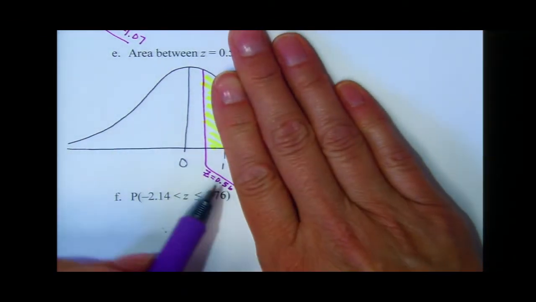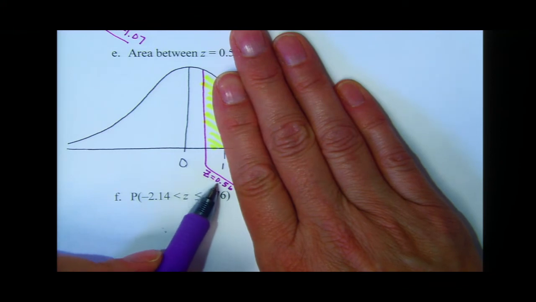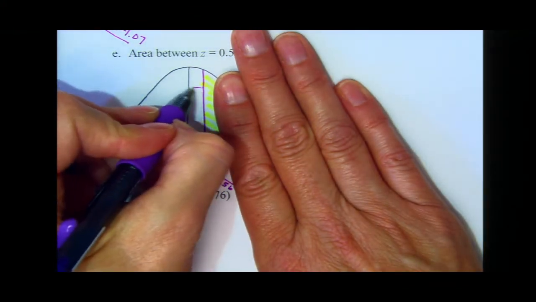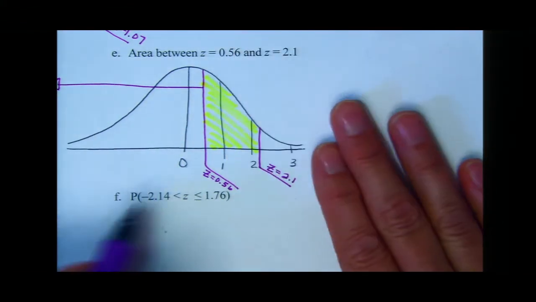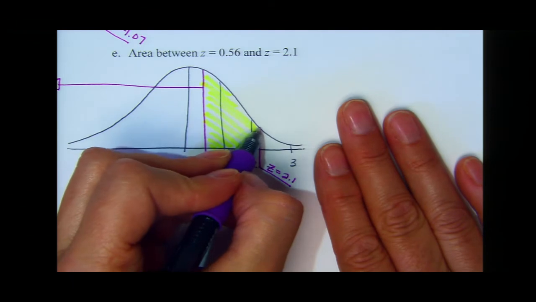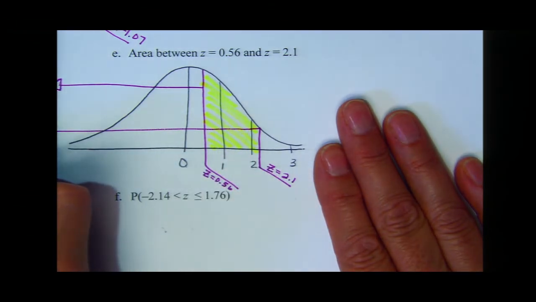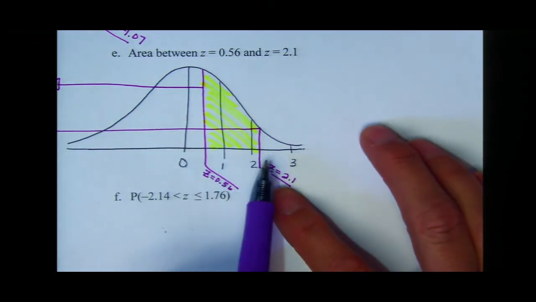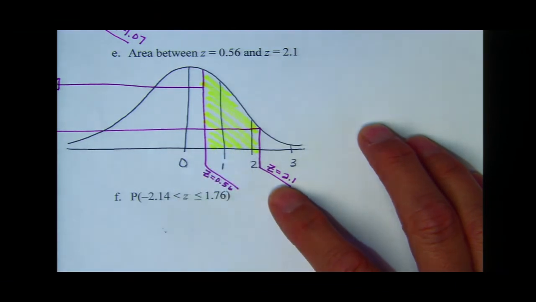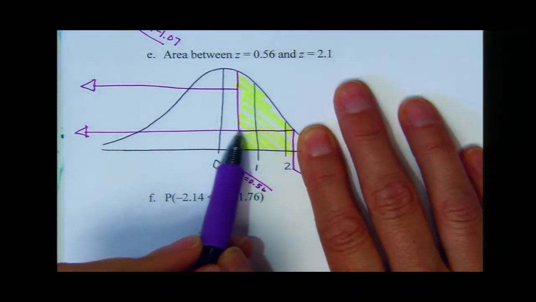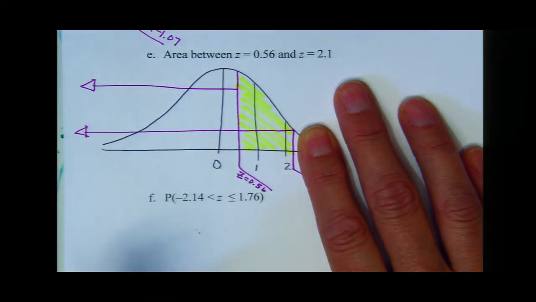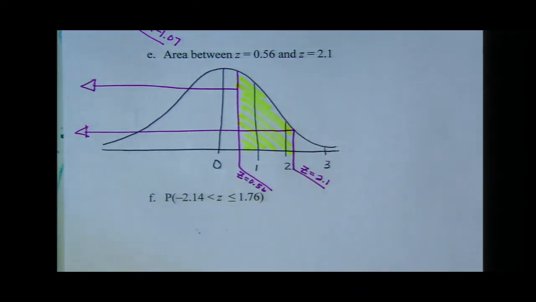So when I go to find the probability to the left of 0.56, it's going to give me this non-shaded portion here. When I go to find the probability to the left of 2.1, it's going to give me everything that lies to the left, which will include this shaded portion and this non-shaded. So what we have to do here, well, let's find those values first.